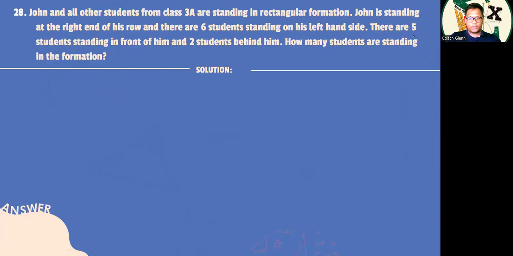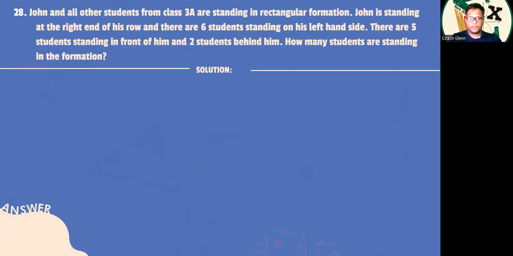John and all other students from class 3A are standing in a rectangular formation. John is standing at the right end of his row, and there are 6 students on his left-hand side. There are 5 students standing in front of him and 2 students behind him. How many students are standing in the formation?